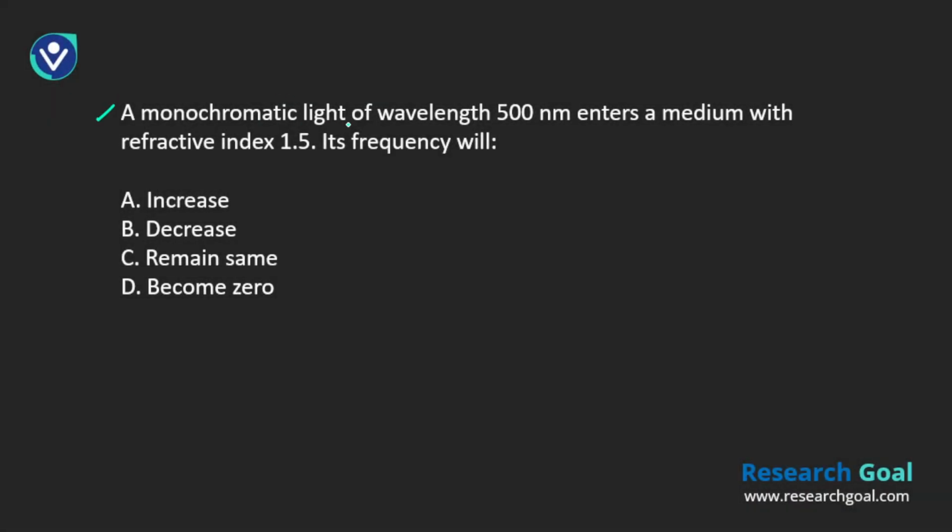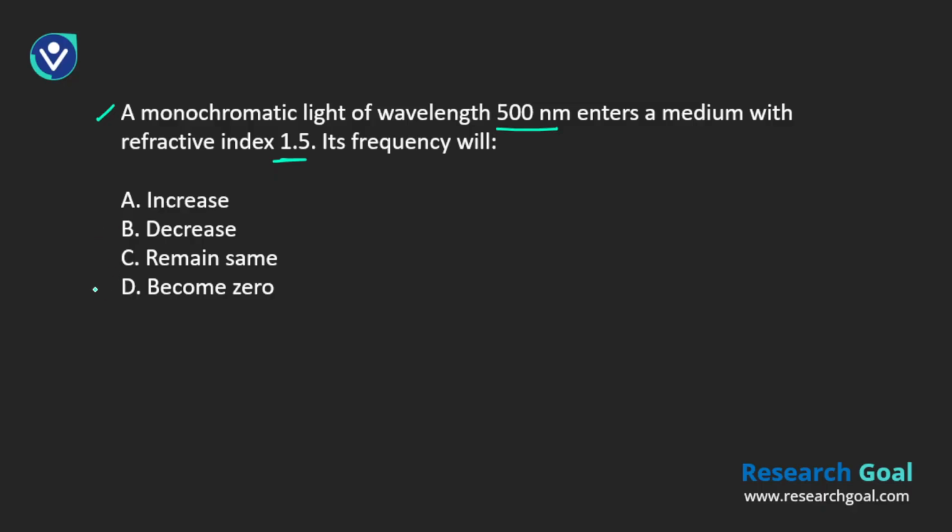Question: a monochromatic light of wavelength 500 nanometers enters a medium with refractive index 1.5. Its frequency will: option A, increase; option B, decrease; option C, remain the same; option D, become 0. We have the refractive index of a particular medium given, and a particular wavelength of light entering it. So let's select the correct option from your side. Take some time.